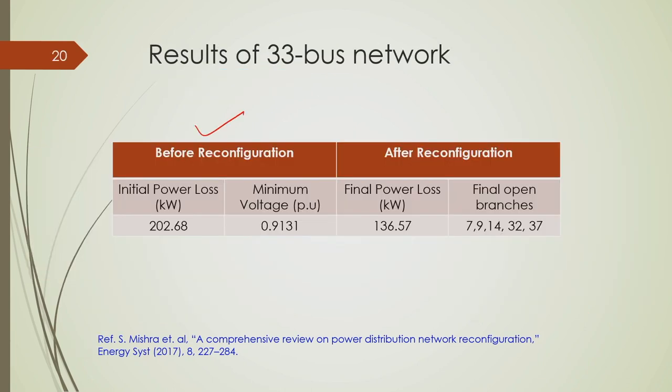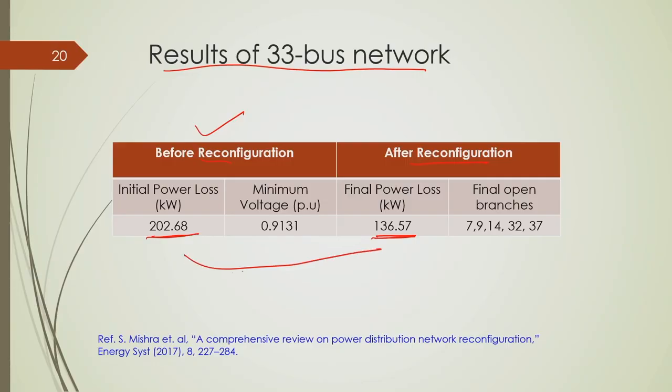Here you can see how this reconfiguration results in power loss reduction. Before reconfiguration the power loss of the network was 202.68 kilowatt, and after reconfiguration the power loss becomes 136.57 kilowatt. So, it is in fact more than 30% reduction of power loss. So, from here to here we get a 30% reduction of power loss.